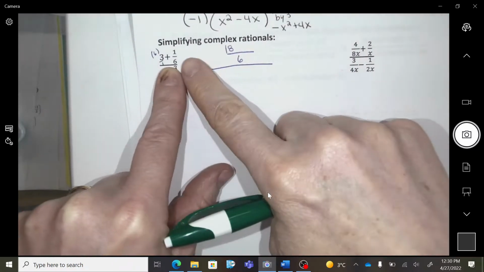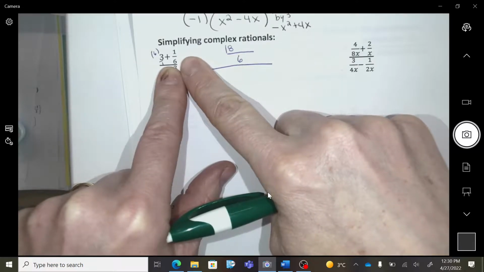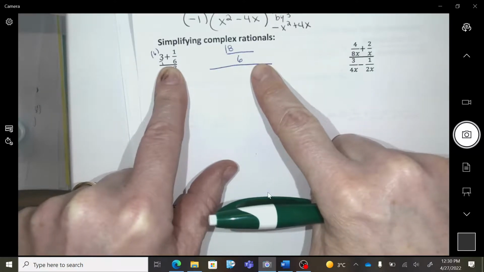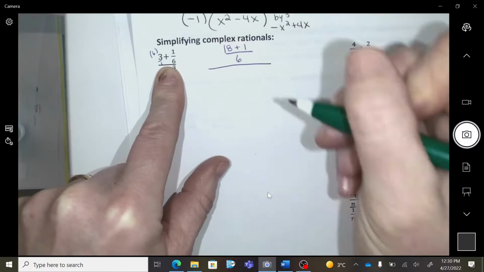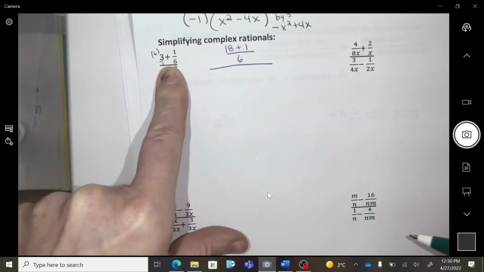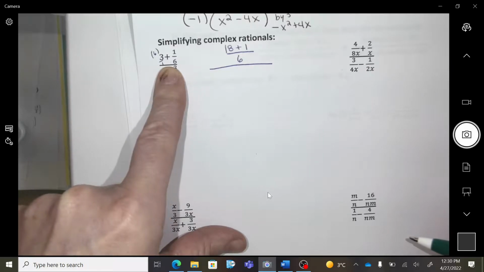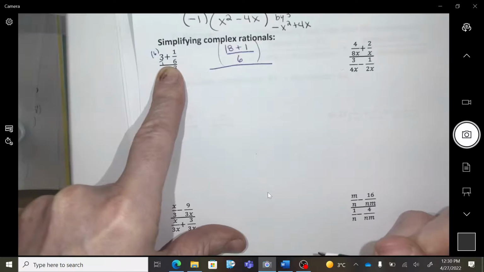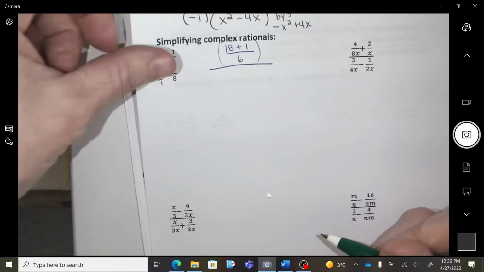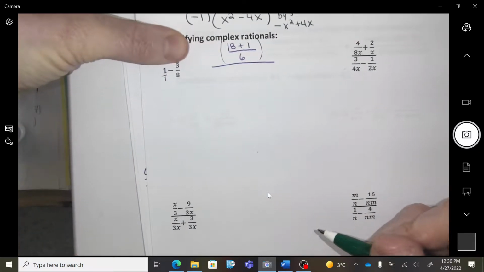What would you have to do to the second fraction? The bottom is 6. You don't have to do anything to change it to 6. So don't do anything to the top. Okay, so that's done. The top is done. Now, let's go to the bottom.